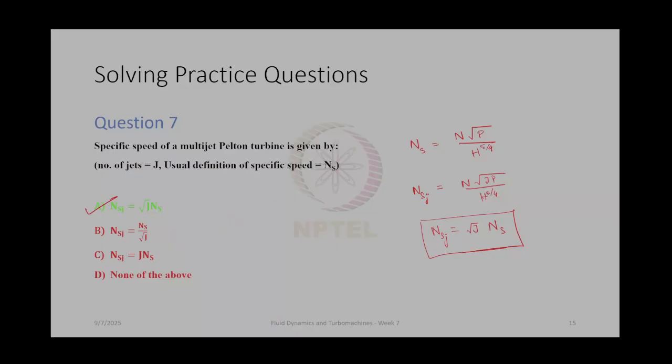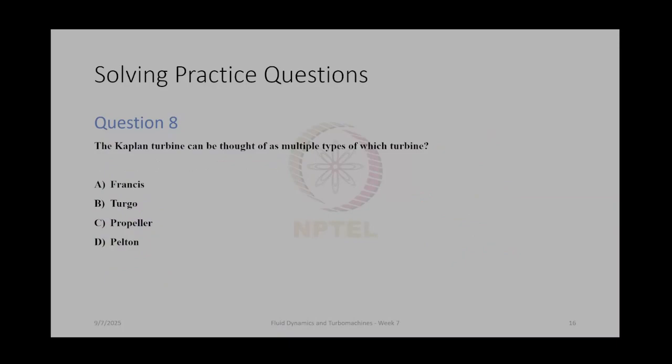All right, let's take a look at the next question. The question is that a Kaplan turbine can be thought of as multiple types of which turbine. So it's like a single Kaplan turbine is equal to multiple types of which turbine. Is it option A, Francis turbine? Is it option B, turbo turbine? Is it option C, propeller turbine? Or is it option D, a Pelton turbine?